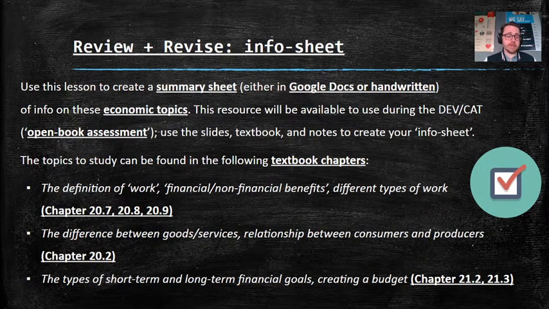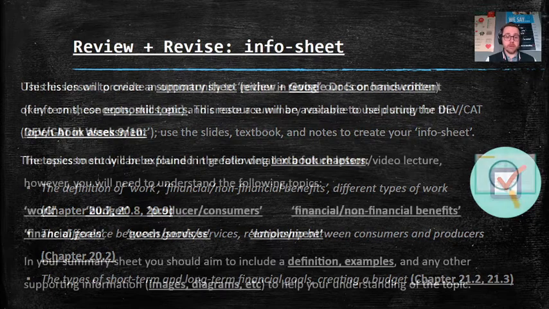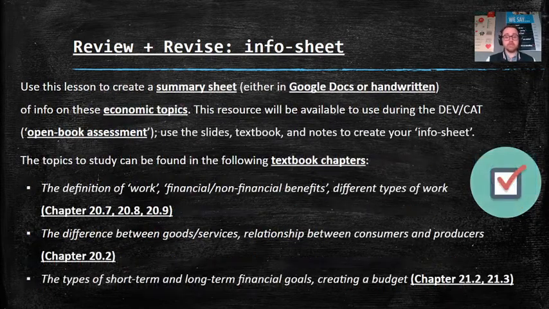So it says use this lesson. I'll probably be giving you guys 2 periods, so a double period, to work on this info sheet. And you can create it either in Google Docs, so you can have a digital summary sheet, or you can write it out if it's easier for you, on the information of those economic topics on the previous slide. This resource will be available to use during the Dev and the Cat.